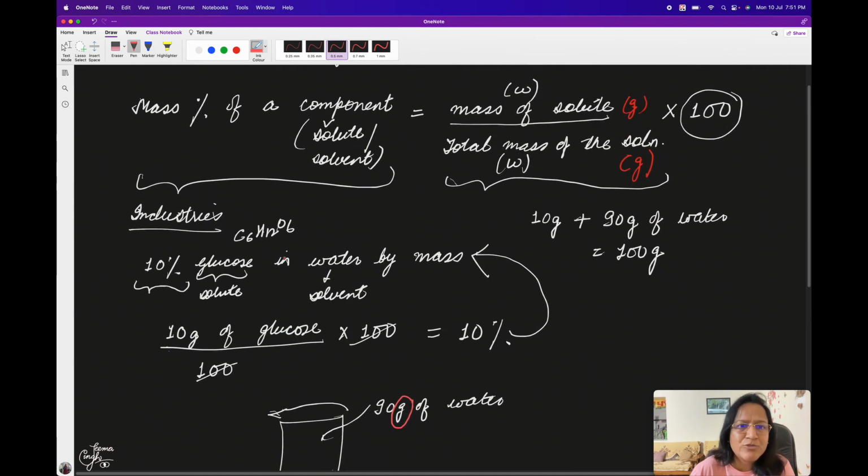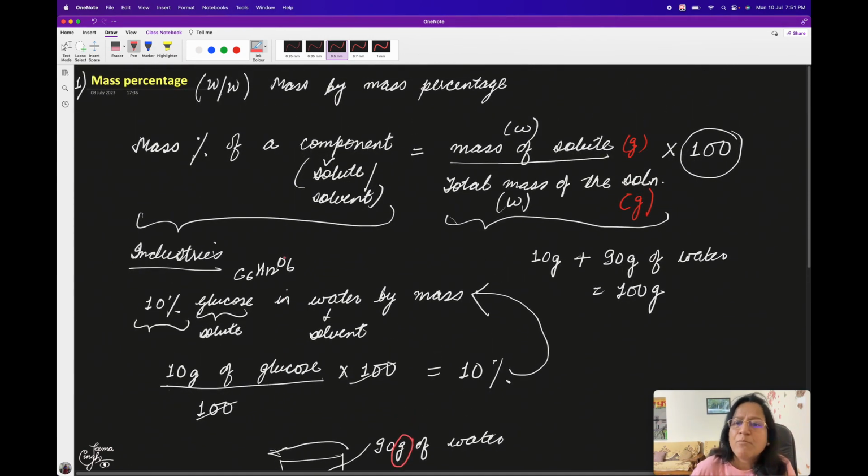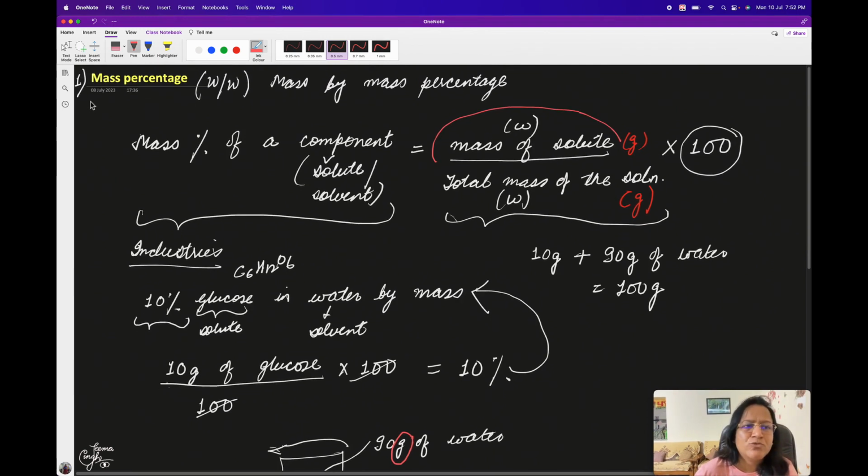So what exactly, let's quickly revise. What is mass percentage? Mass of solute, if you're talking about mass percentage of solvent, so mass of solvent divided by total mass of the solution into 100. So this was all about expressing concentration of solution in terms of mass percentage, right? We move on to the next method.